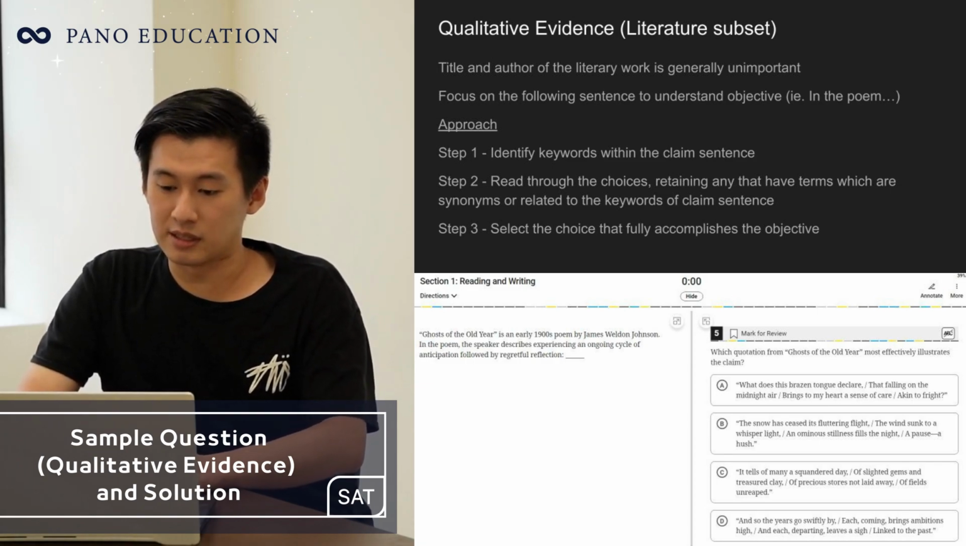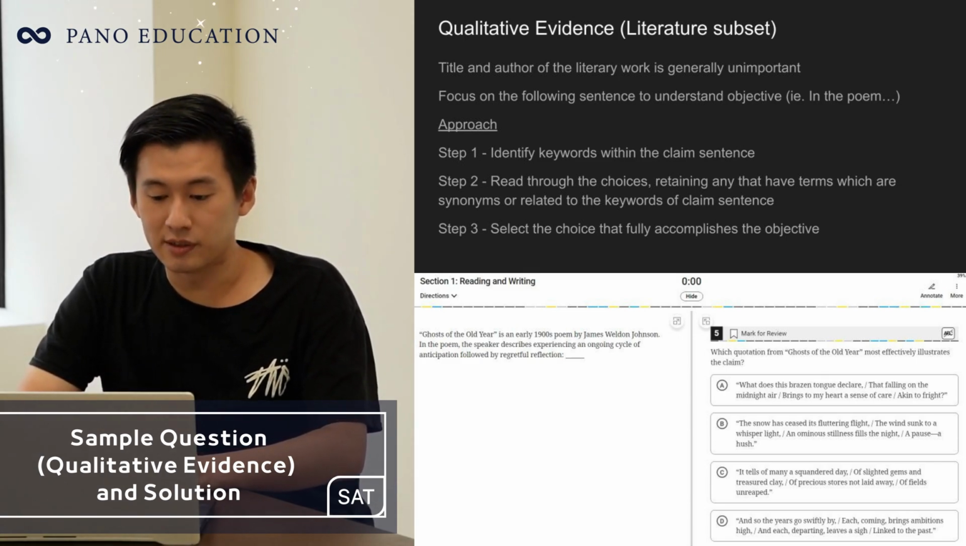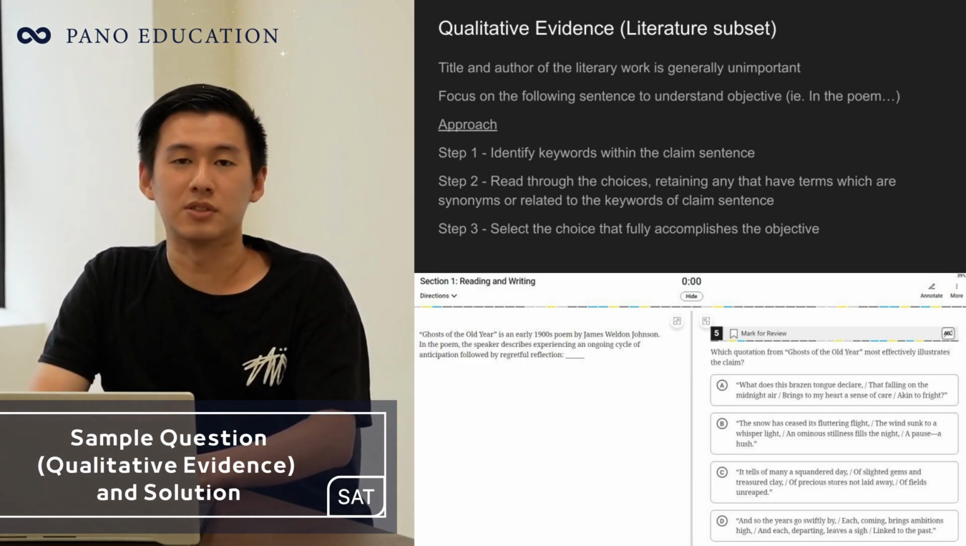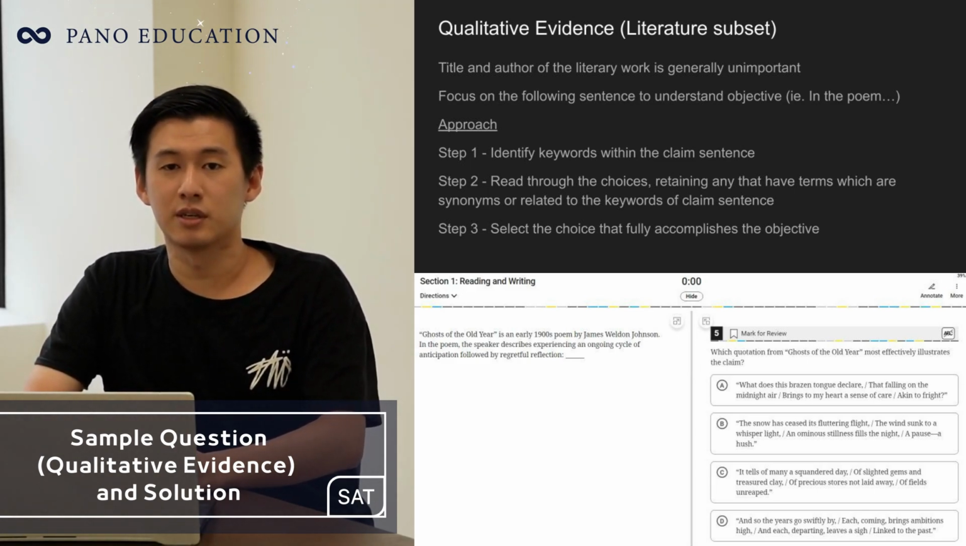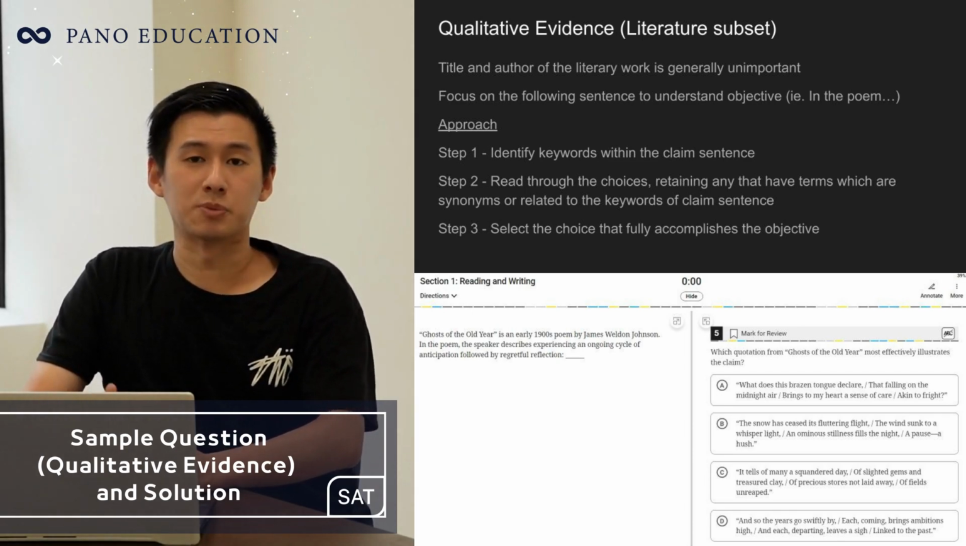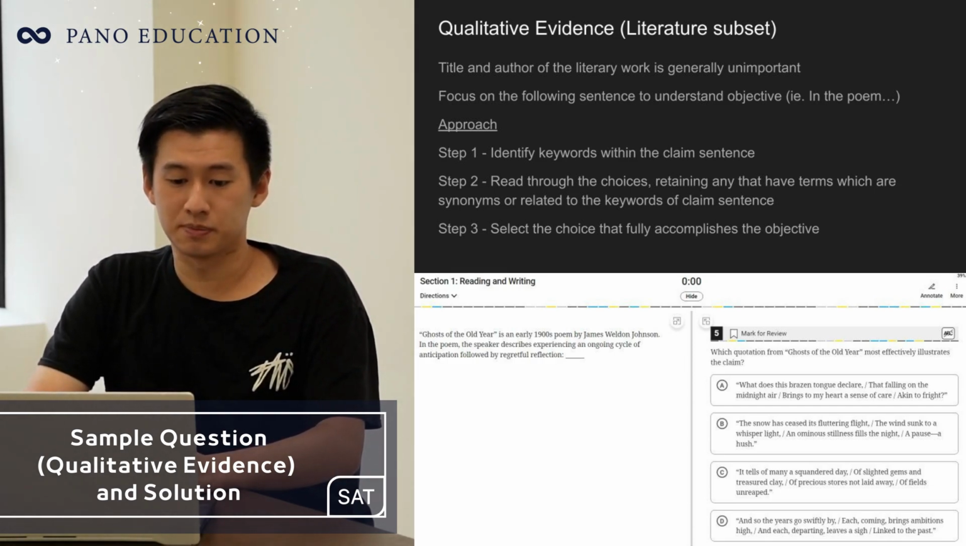In C, it tells us many a squandered day of slighted gems and treasured clay, of precious stores now laid away, of fields unreaped. In the first part, squandered day, this gives us some sense of regret. Same as B, however, the regret here is in the first part. We need to have this regret in the second part. And we also do not have any kind of quotations that talk about anticipation.